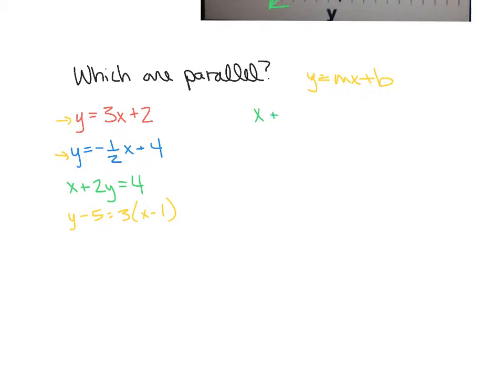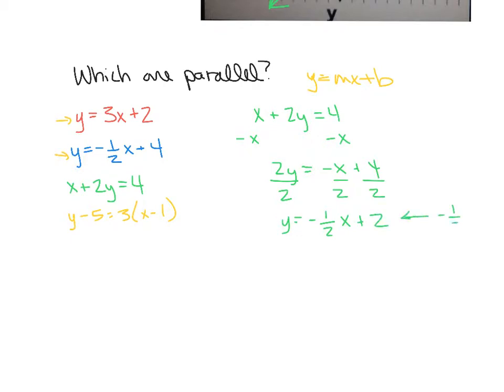So we have x plus 2y equals 4. We got to move the x from the left to the right, so we have 2y equals -x plus 4. And then we have to divide each term by 2, which essentially gives us y equals -1/2 x plus 2. Okay? Now, this has a slope of -1/2. This blue equation has a slope of -1/2. So you know the blue and the green are parallel lines.